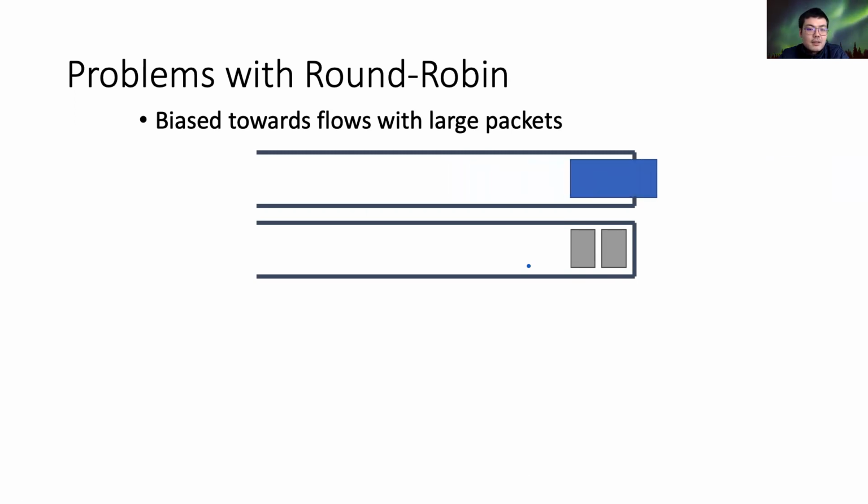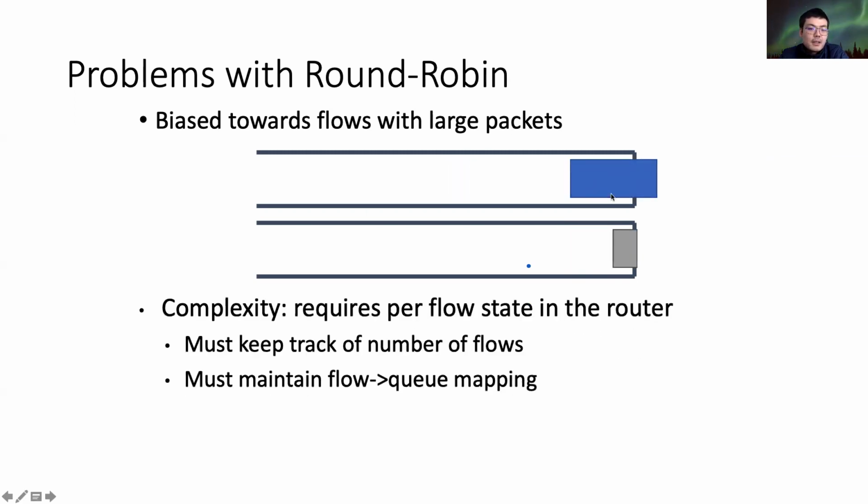So you send this, and you send this, and then you send another packet. If you look at the bandwidth, the blue one is actually utilizing maybe 4 times more. Let's assume the packet size differs by 4. The blue stream is utilizing more bandwidth.